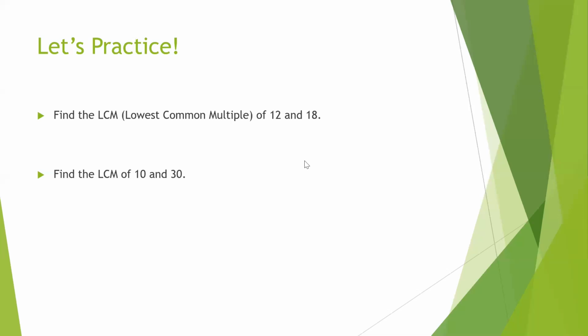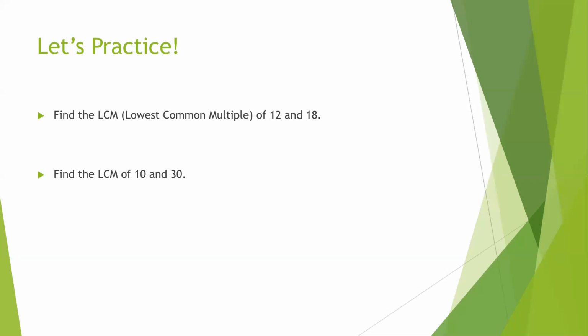I see a lot of you are done with these problems, so I'm going to do these for you now. So first we have 12 and 18. Now remember, we are not adding these. We are trying to find the lowest common multiple. And it's not going to be 1 because that's a factor, and also that's the lowest common factor, and you would usually want to find the greatest common factor. But we're finding the lowest common multiple here.